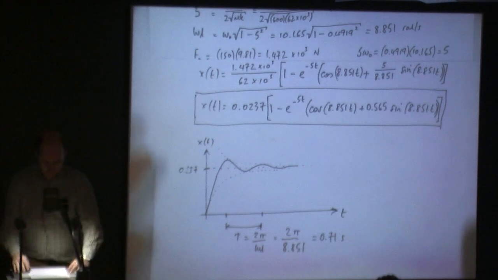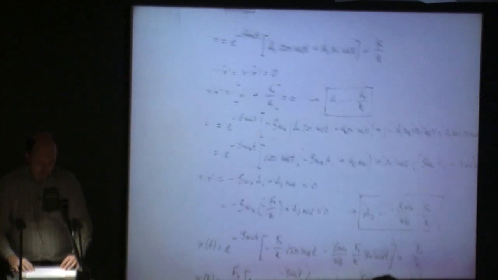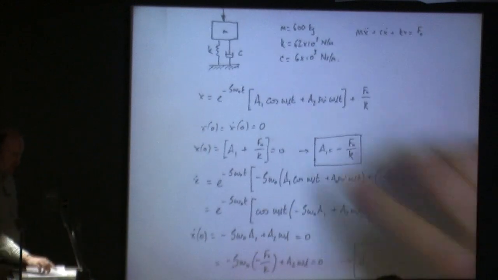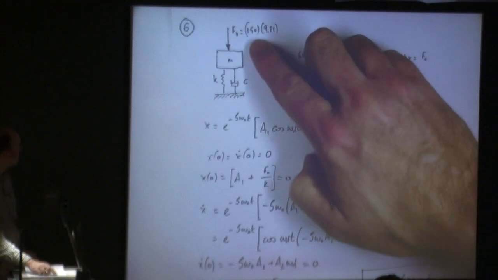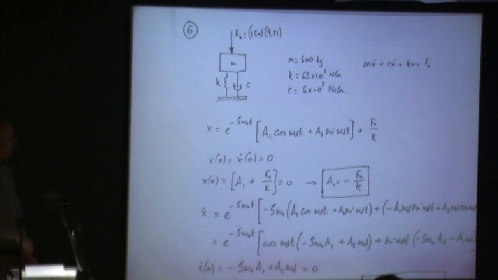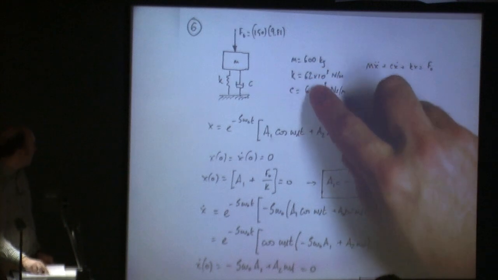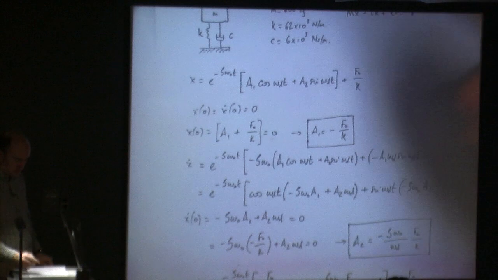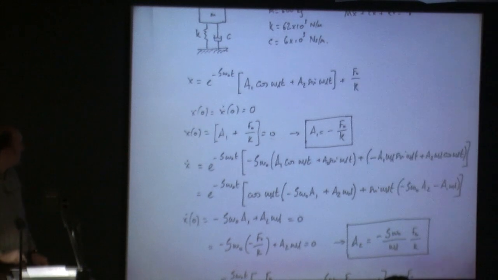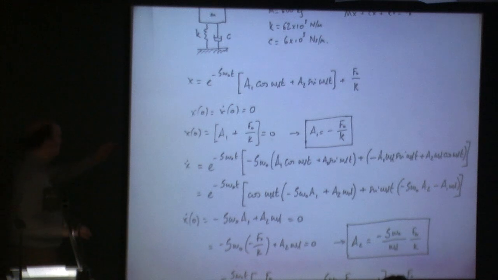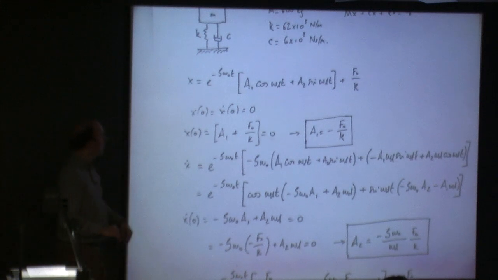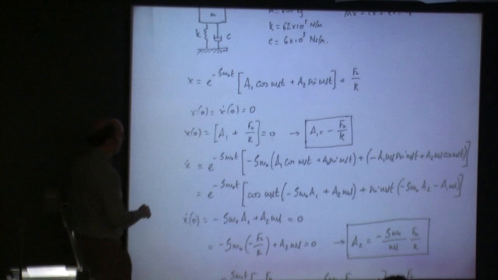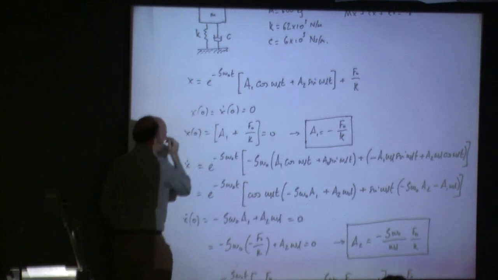Okay, so let's go through the question. We've got a mass spring damper system with a step forcing function being applied to it at time equals zero. We've got our various terms for m, c, and k. There's my equation of motion. My general solution from the equation sheet, because we know that we've got a damped system, is this. We need to apply the initial conditions, which are initial rest conditions.